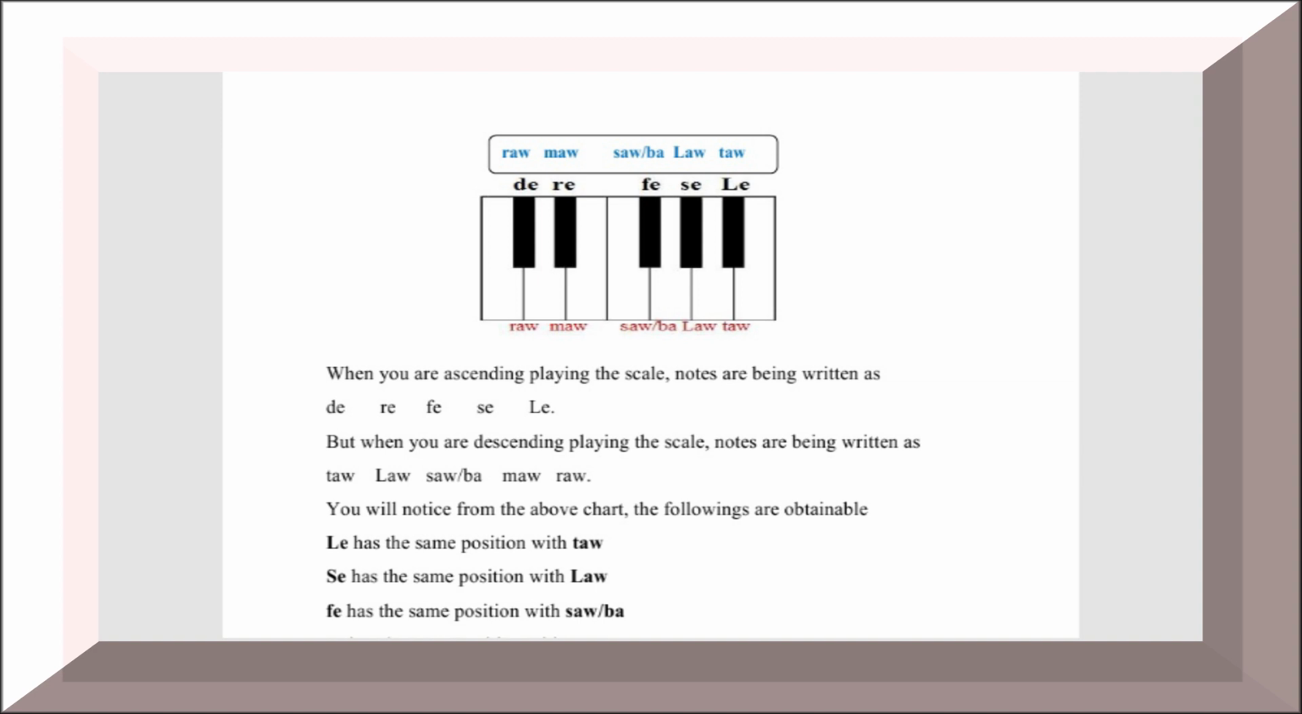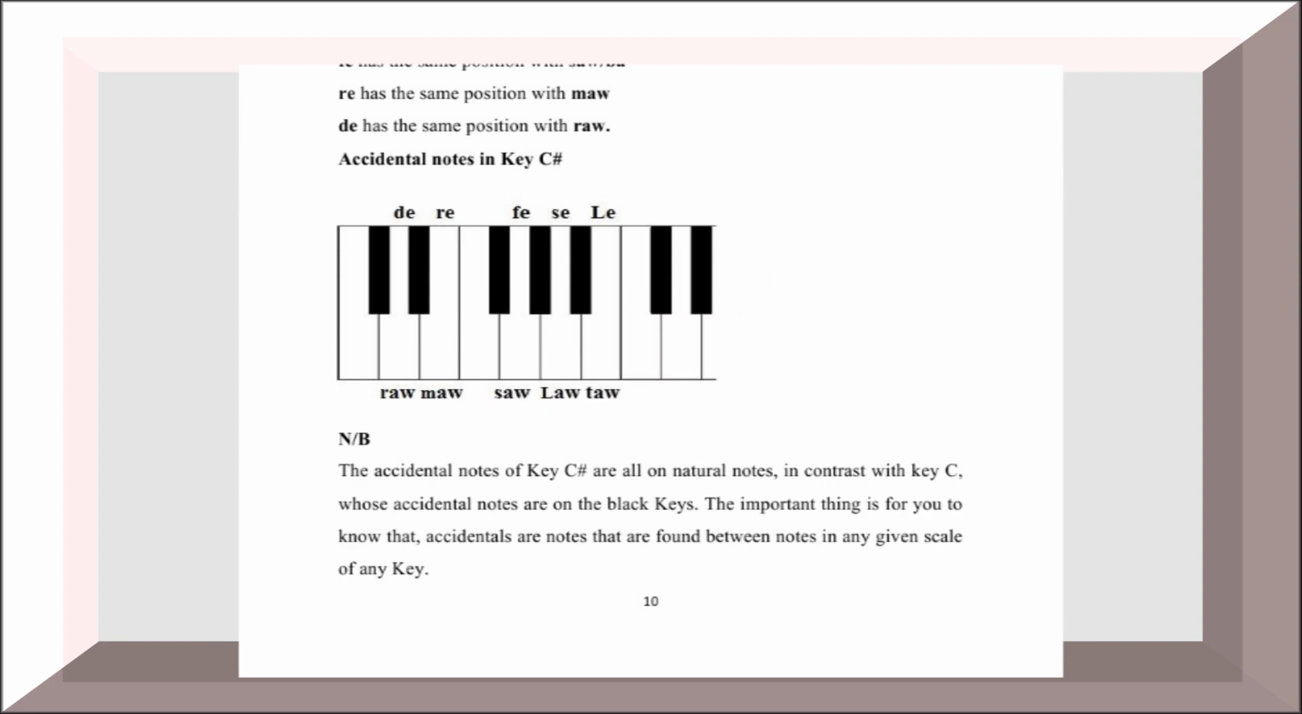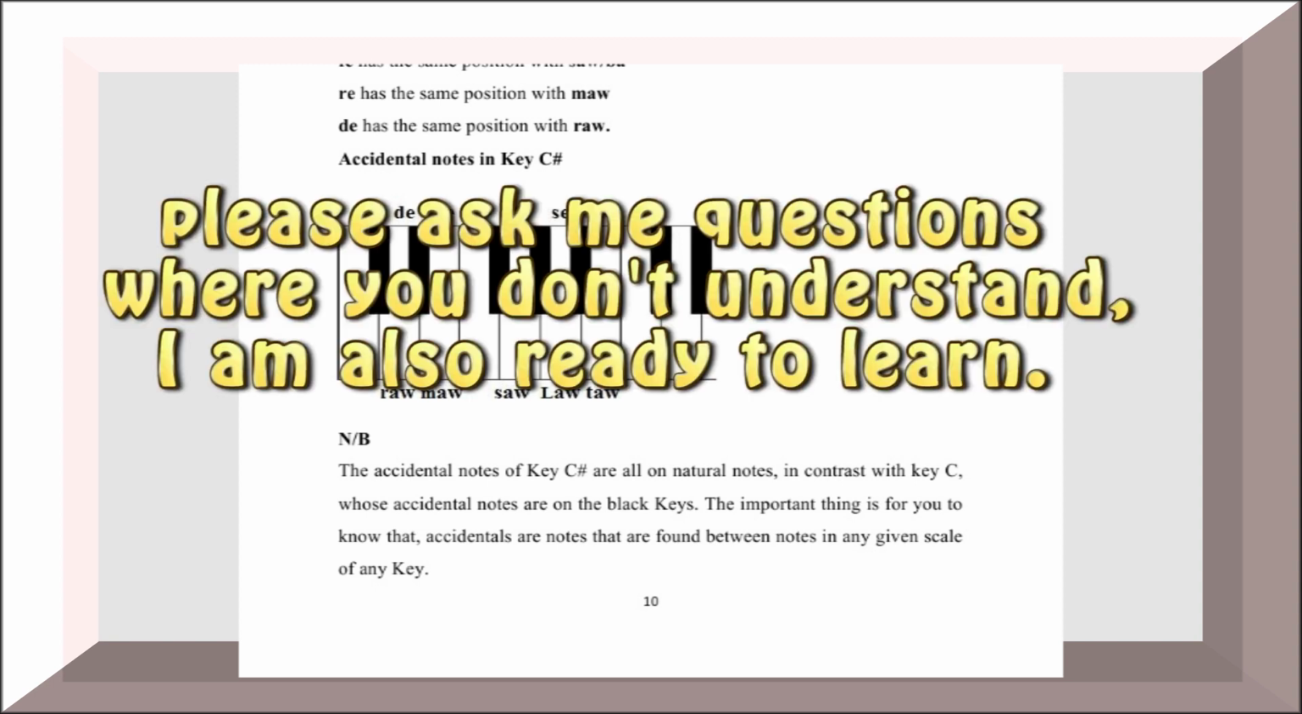Le has the same position as Tau. Z has the same position as Lao. V has the same position as Sao, Ba. Re has the same position as Ma, or Mao. D has the same position as Ra. The important thing is for you to know that accidentals are notes that are found between notes in any given scale of any key.